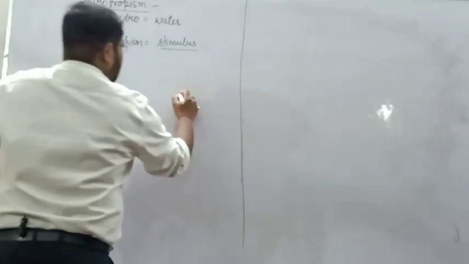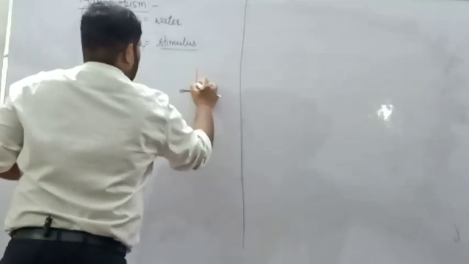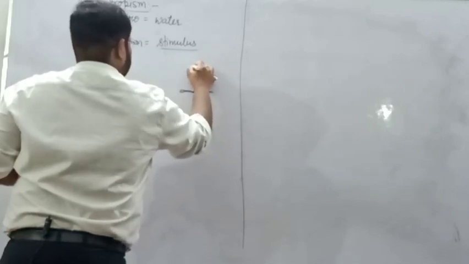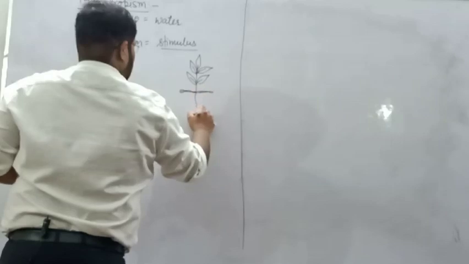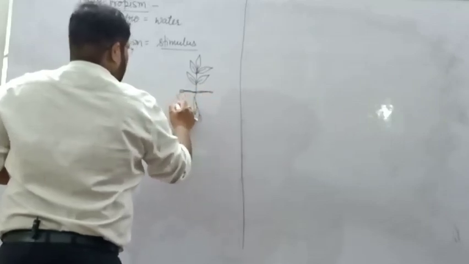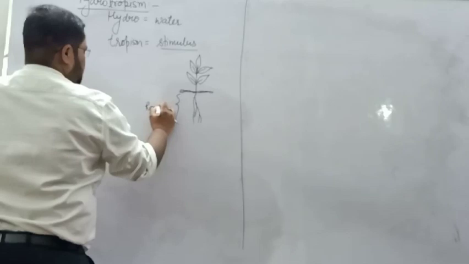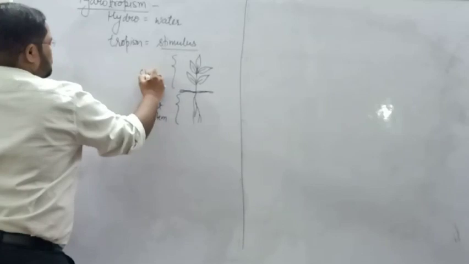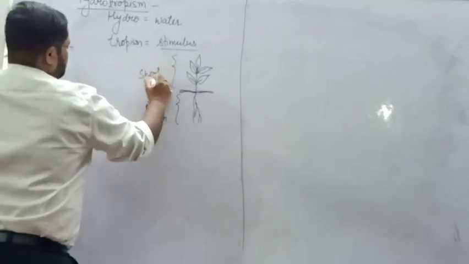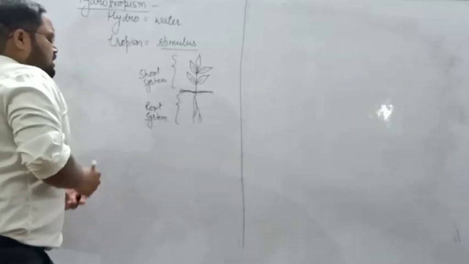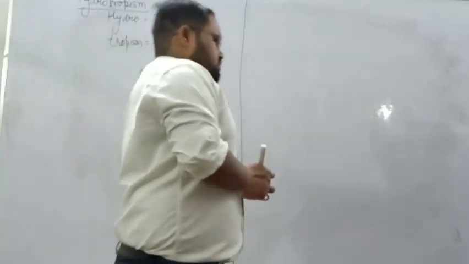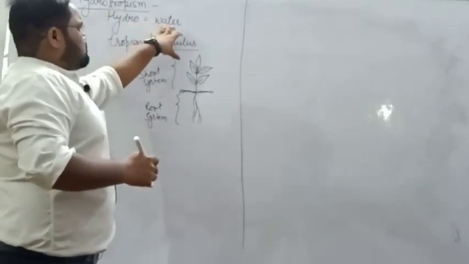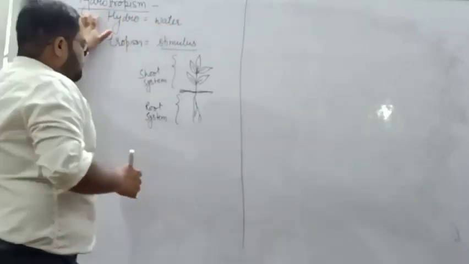Now, as I already told, suppose this is the soil. Above the surface of the soil, this part is called the shoot system, and the part below is called the root system. There are two parts, root system and shoot system. So the tropism done by the stimulus of water is called hydrotropism.